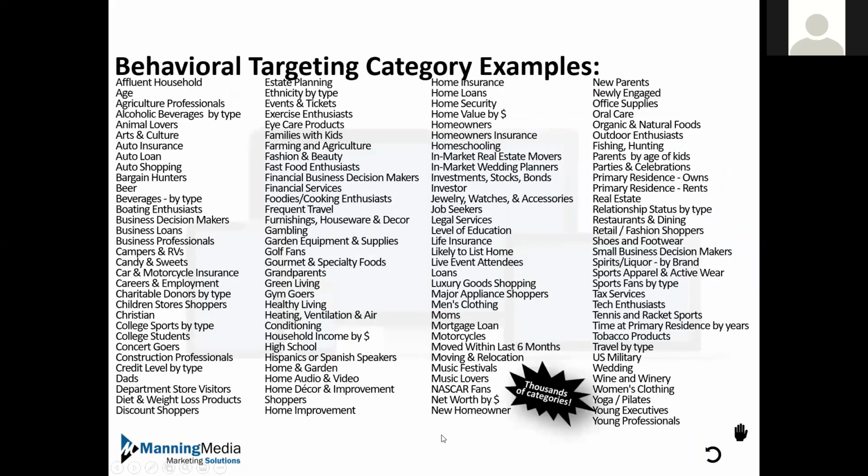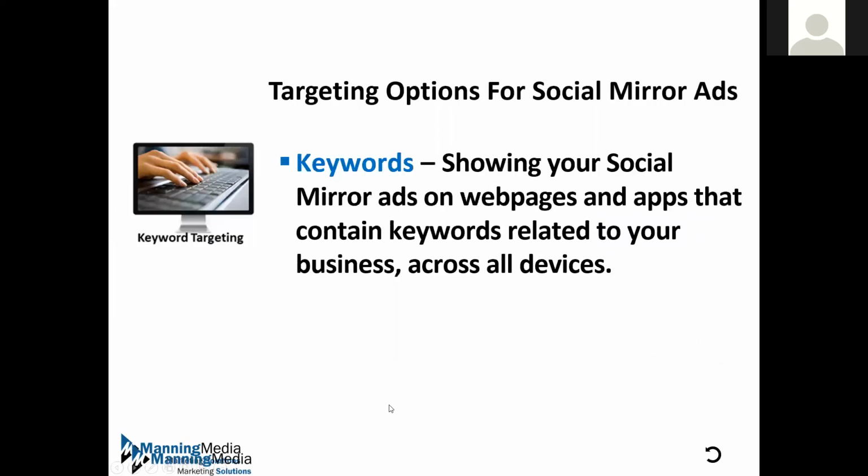And there are literally thousands of these categories based upon all the activity that consumers have across the internet. Some of these are pretty specific, some of them are very broad. But again, by taking multiple behaviors for the targeted consumer that you want to reach, you have some really good potential. We can also target by using keywords.